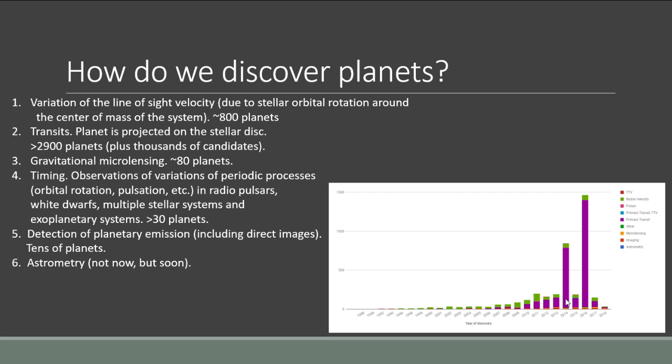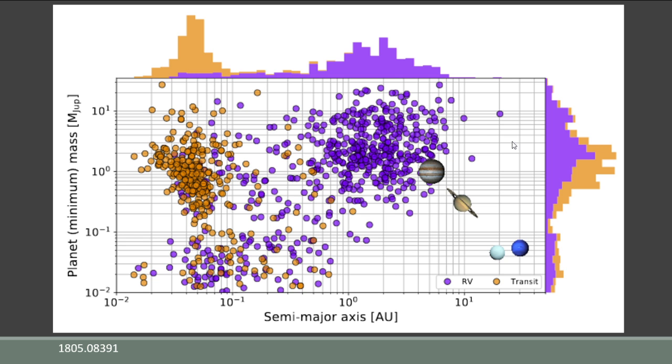The plot just shows the number of planets discovered during different years, starting from the very beginning of the exploration. And you see that there are two strong peaks here. They are related to two data releases of the Kepler satellite, which is the main contributor to the known population of exoplanets.